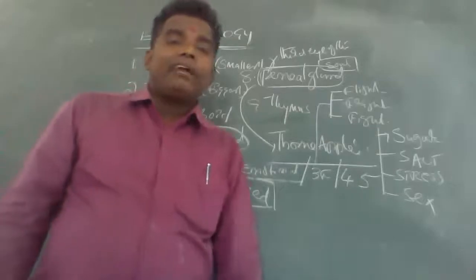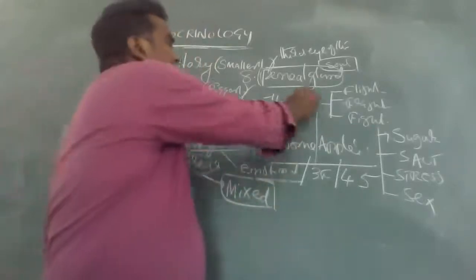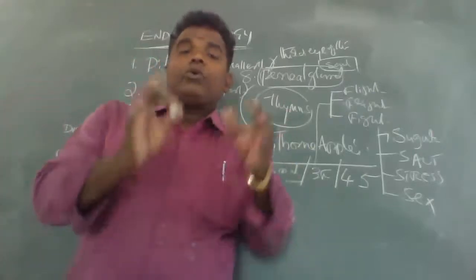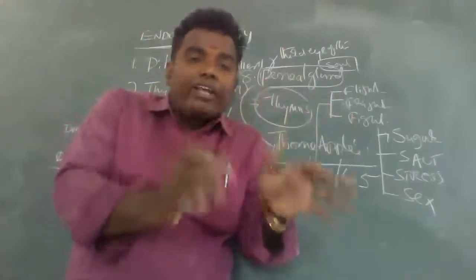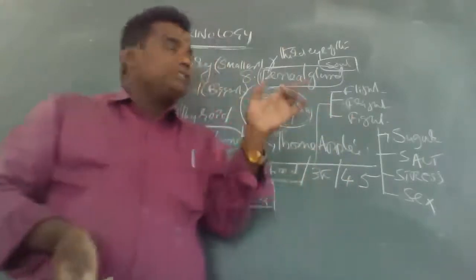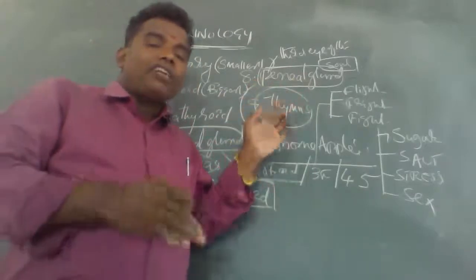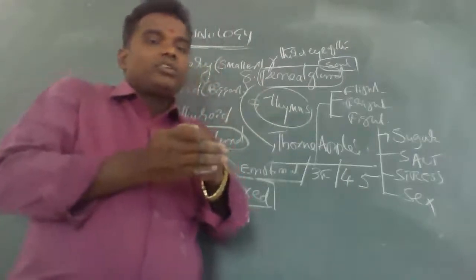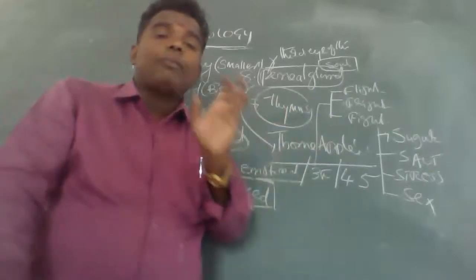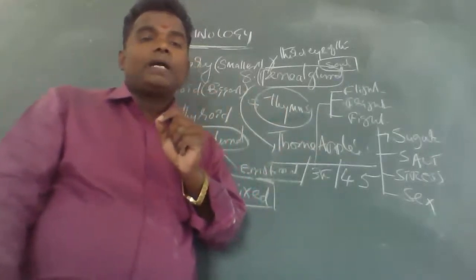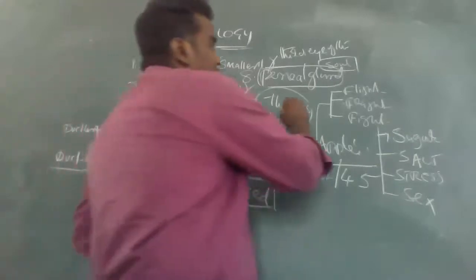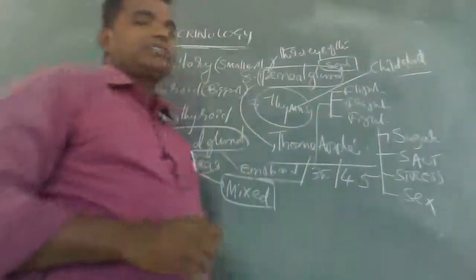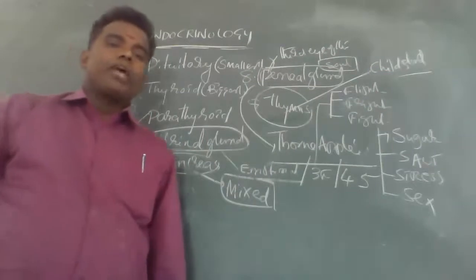And the thymus gland, a very important thing. The thymus gland is present only in children, in childhood age only. Gradually, after childhood, when they enter into adolescence, it is reduced. That's why the thymus gland is present only in childhood, and it is called the child gland. This is very, very important.